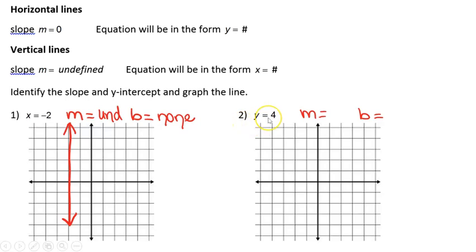All right, so then for this next guy, y equals 4. So y equals 4 we know is going to be a horizontal line up here at 4, because it's got to cross y. So the slope of every horizontal line on the face of the earth is 0. And then where did it cross the y-axis? Its y-intercept, that would be right there at 4.